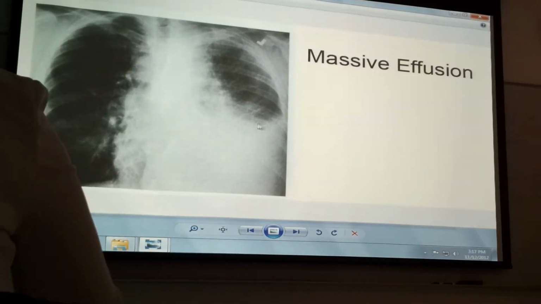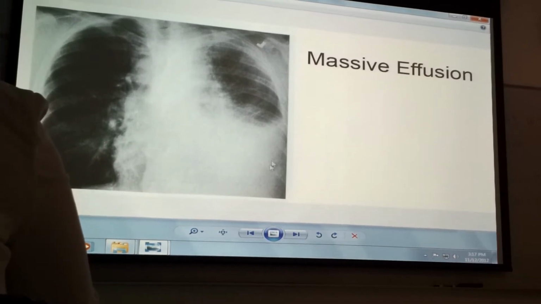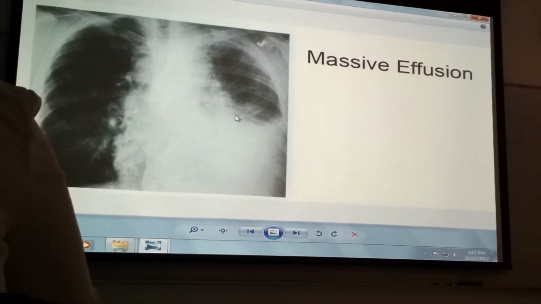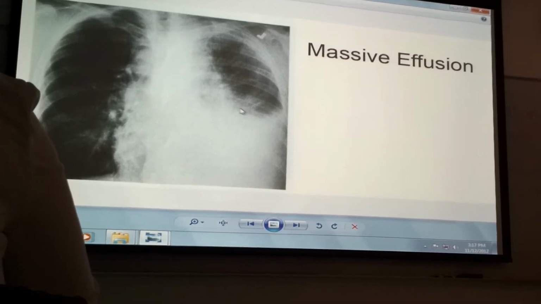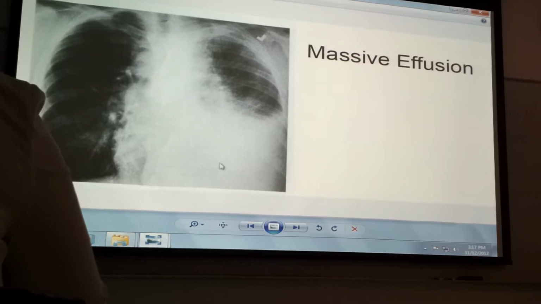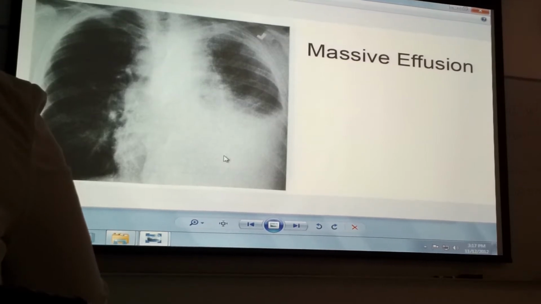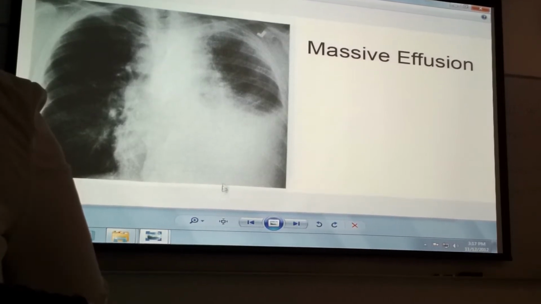There's a massive effusion here where you can barely see anything. This whole thing is obscured. You can actually see the fluid here. This is a massive pleural effusion. Any questions about that? You guys recognize this stuff? Yeah, you could notice that one, definitely.